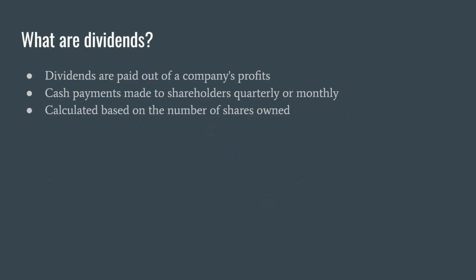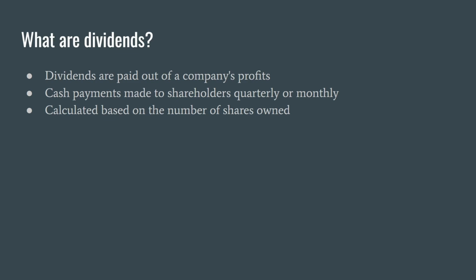So dividends are basically paid out of the company's profits. So when a company operates quarter to quarter and it earns its net income, the board of directors sits down and decides annually how much it's going to pay out of those profits to shareholders for each share that they own. The cash payments are made to shareholders either quarterly or monthly. Normally, dividends are paid out quarterly, but there are stocks that pay out monthly, such as Realty Income, ticker symbol O, if you want to look up Realty Income and do research on that stock.